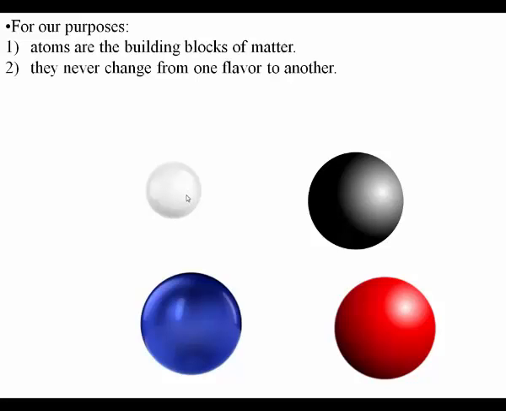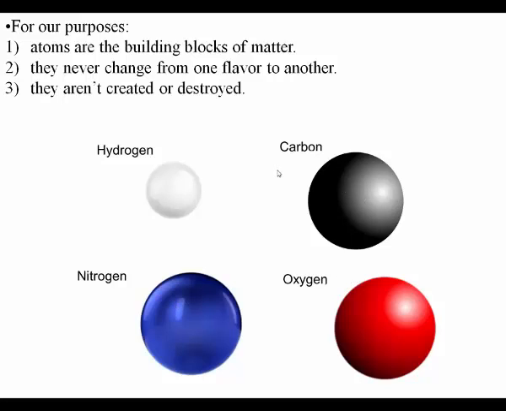Here, for example, is hydrogen, carbon, nitrogen, and oxygen. And for our purposes, they never change from one to another. A carbon atom never becomes a hydrogen atom, or a nitrogen atom, or an oxygen atom. Another thing that is true about atoms, at least for the purposes of this course, is that they are never created or destroyed. They never vanish, they never get used up, and new ones don't pop into existence.